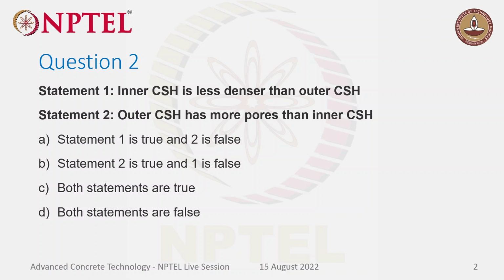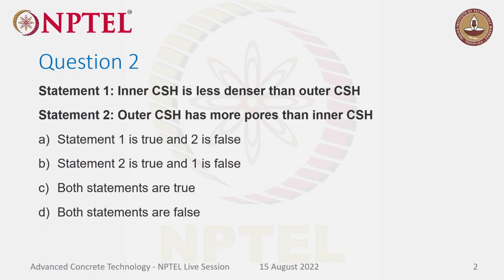So, I've given you four options to pick. As per option A, statement 1 is true and 2 is false. As per option B, statement 2 is true and 1 is false. As per option C, both statements are true, and option D is both statements are false. You have to pick your answers from polls.